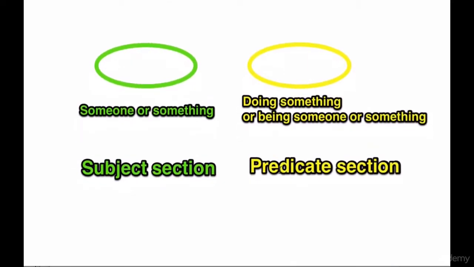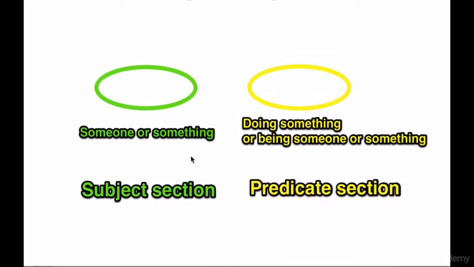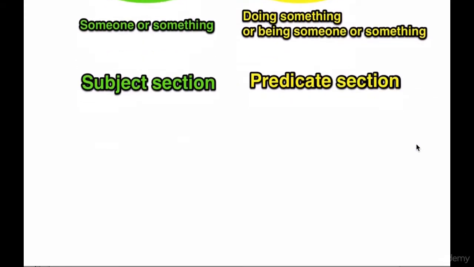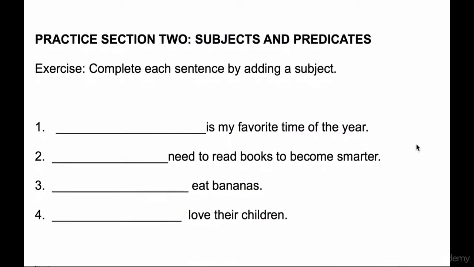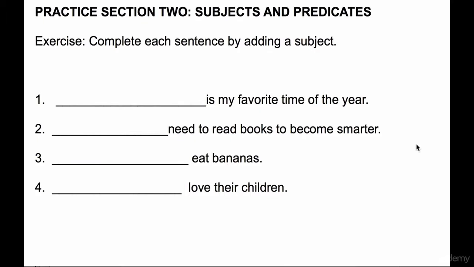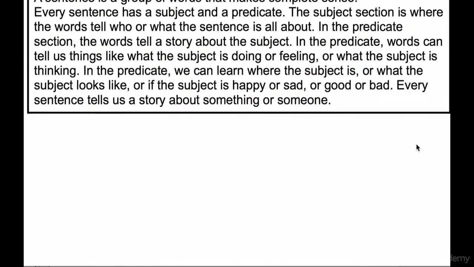But let's go back now and let's review subjects and predicates. The subject section says someone or something. Someone or something, I'm talking about someone or something, is doing something or being someone or something. So my predicate section says that the subject is doing something or being someone or something. And that's a good review of subjects and predicates. Now, this exercise I'm going to leave for you to do, and you can complete each sentence by adding a subject. We'll do that before we move on to our next section, which is going to be nouns and verbs.